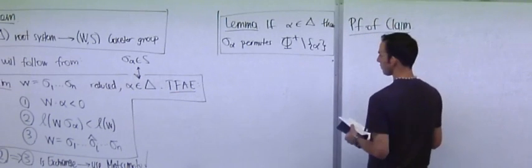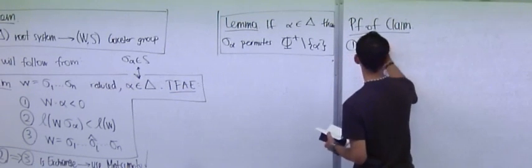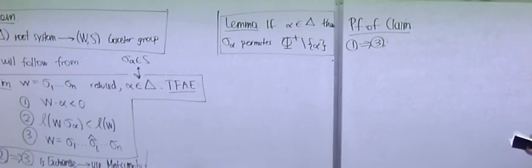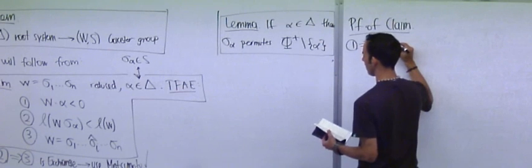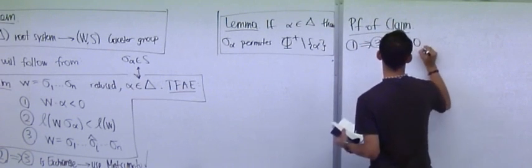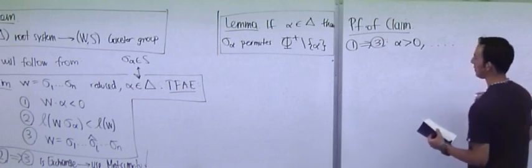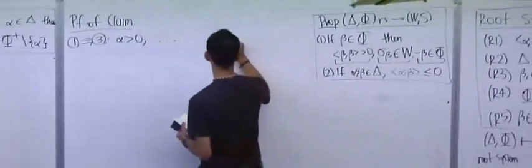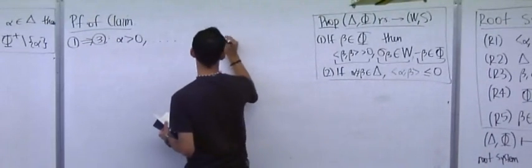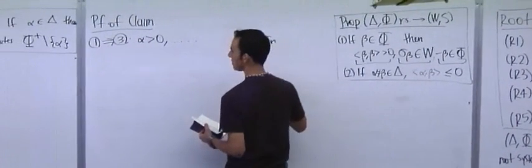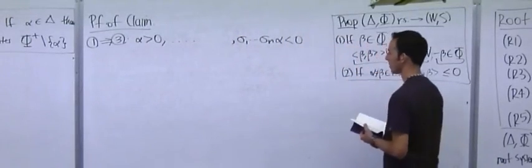So let me start by doing the direction from 1 to 3. Suppose that w alpha is negative, but alpha, being a simple root, is positive. Now what is w? w is sigma 1 up to sigma n. Okay?